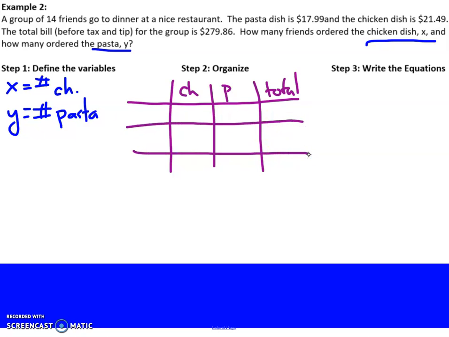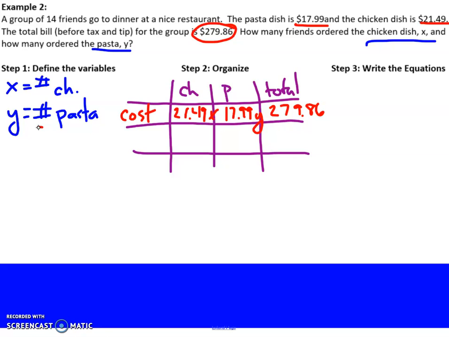All right, so this time there are a couple different things. Let's look for totals first, right? So I have this total that the group spent, $279.86. That's what they spent altogether. So I'm looking, okay, well, this is going to be cost, which means I'm going to have to include the cost of each dish. So my chicken is $21.49 times however many people, X, bought it. And then the pasta is $17.99 times Y, which is the number of people who bought pasta.